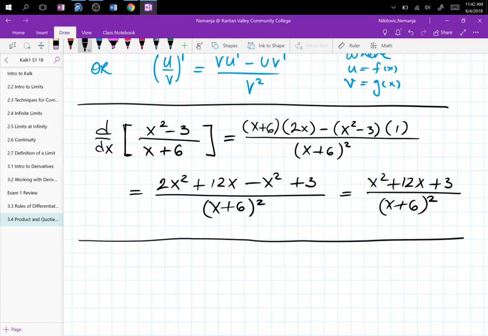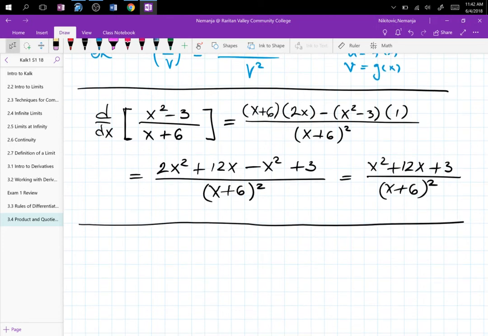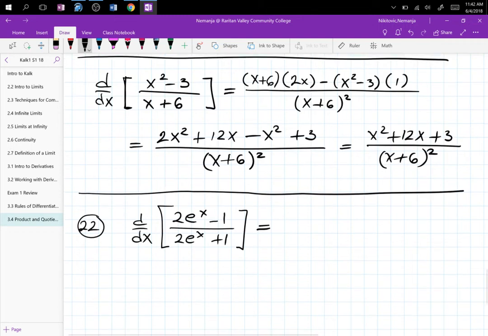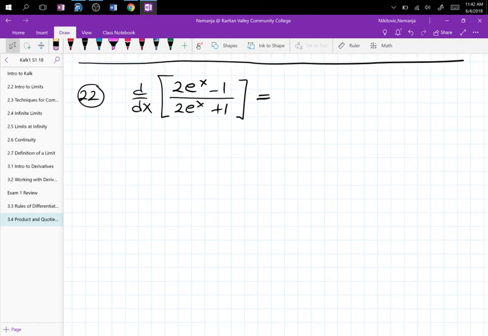Let's see other wonderful examples from the textbook. Here are two cool examples, and then we can move on to the next lecture. So 22 says, find the derivative of 2e to the x minus 1 divided by 2e to the x plus 1. So that would be the first problem to work on.